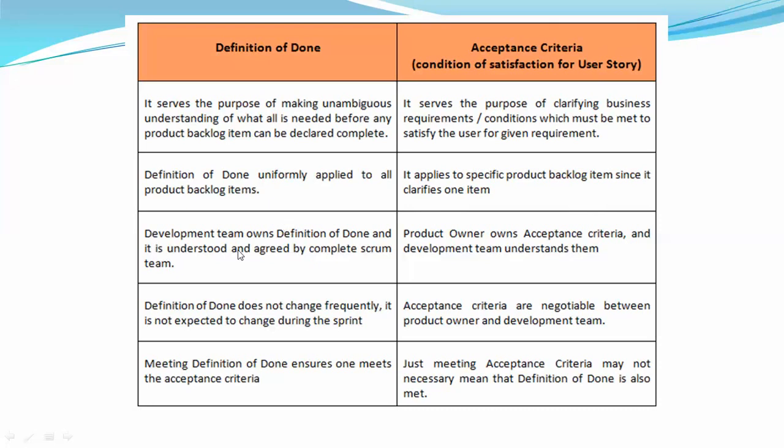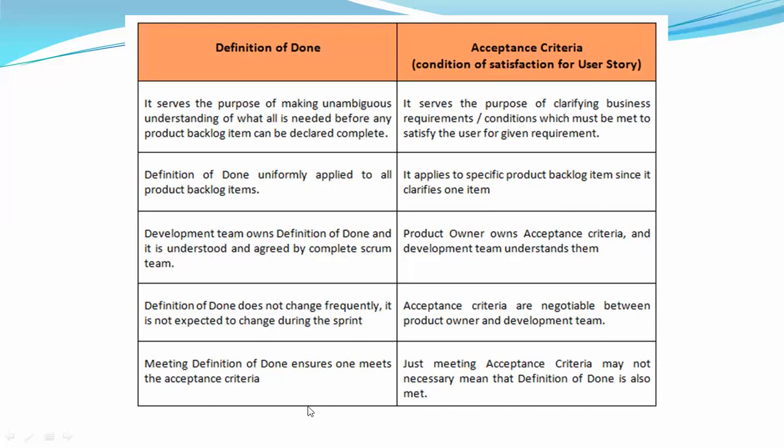Next, who owns the definition of done, and who owns the acceptance criteria? The development team, the developers, own the definition of done. That means they should understand and agree that this is the definition of done that everyone should follow. In the same way, for acceptance criteria, you know the answer very well. PO, right? The PO owns the acceptance criteria and the development team should understand them.